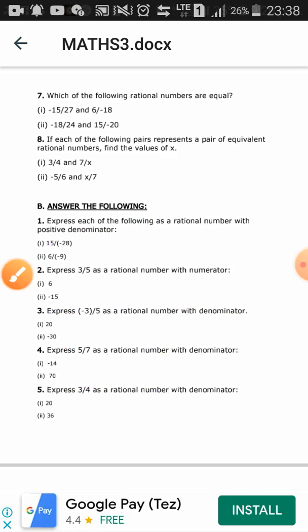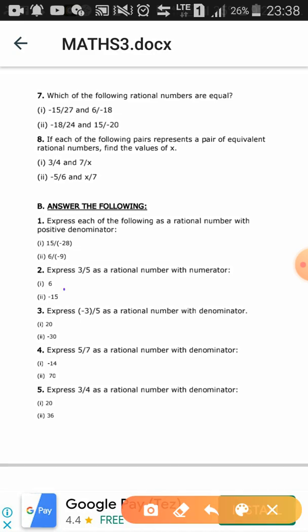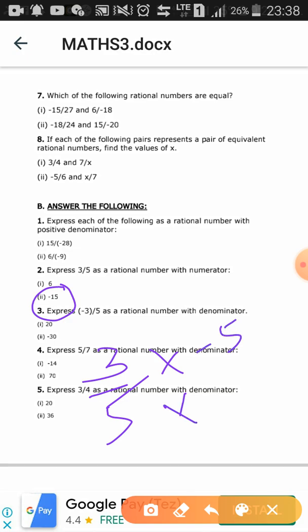And next is minus 15. They have asked you to write 3 by 5 as a number with numerator minus 15. So what will you do? You will multiply the numerator with minus 5. Since you are multiplying the numerator with minus 5, you will also multiply the denominator with minus 5.